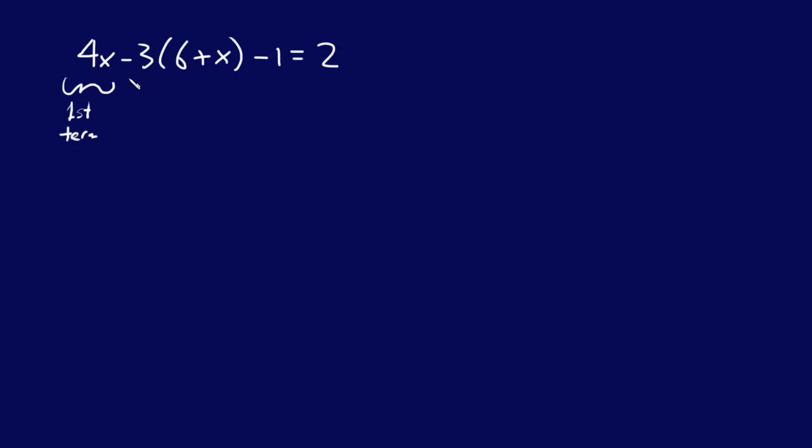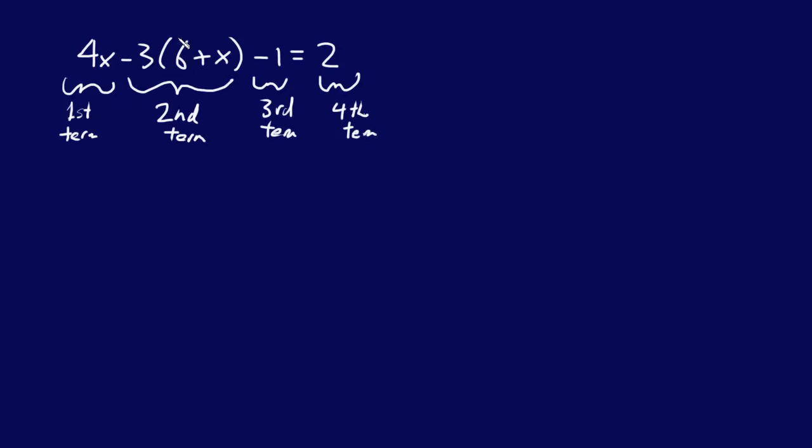And then our second term is this whole thing right here. The two factors are negative 3, and the other factor is the quantity of 6 plus x. The 6 is a subterm of that factor, and this x is another subterm of this factor. So this whole thing is one term. And then this negative 1 is our third term, and this 2 is our fourth term.